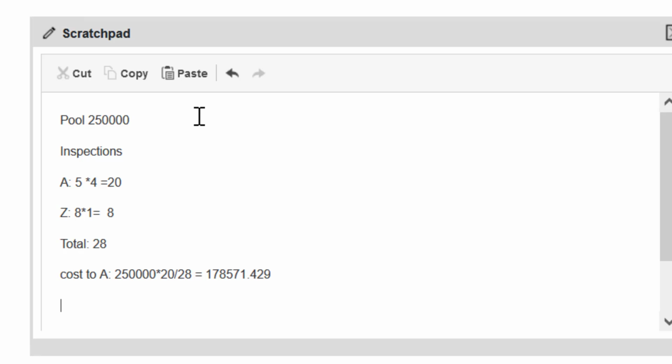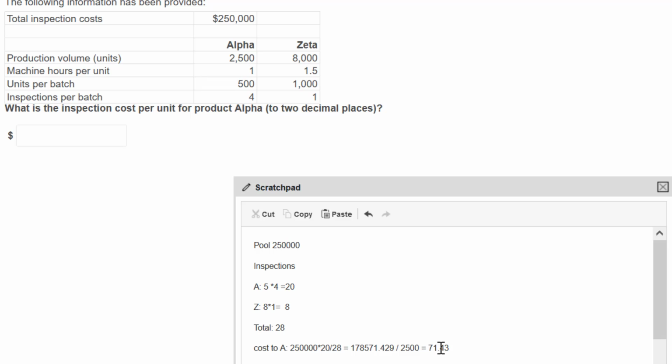That's the total cost to product A, but we've got to get that to a unit level. We've got to divide that figure by the 2,500 units, and rounding off, that comes to 71.43, the answer we're looking for. Tricky question because it's not multiple choice, so we don't know if that answer is good or not. We don't know if we have a glaring typo in here, but that's the best we can do. So let's move on to the next question.